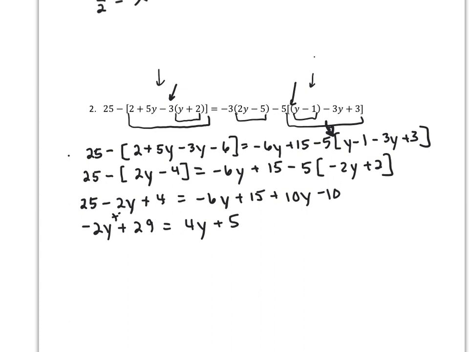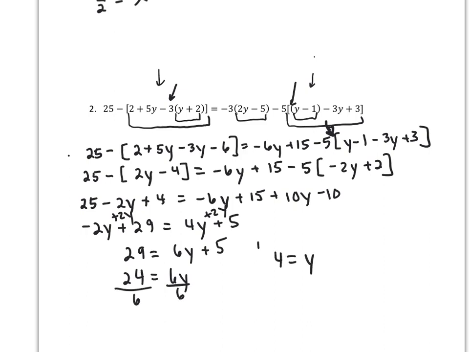And now let's add 2y to both sides, and that's 29 equals 6y plus 5. And now let's subtract 5, and that's 24 equals 6y. Divide by 6, and we got 4 equals y. We got 4 again.